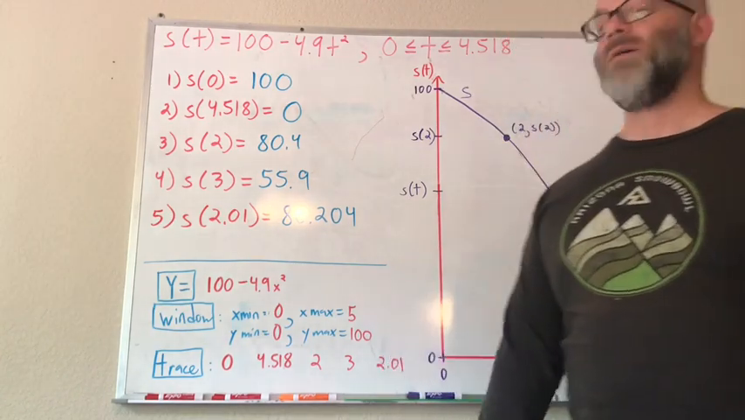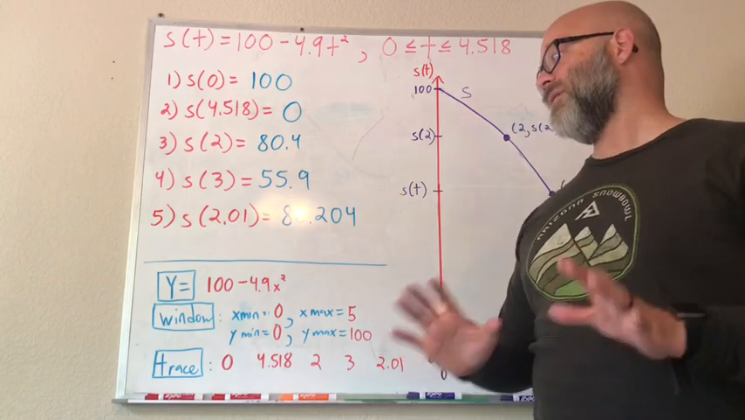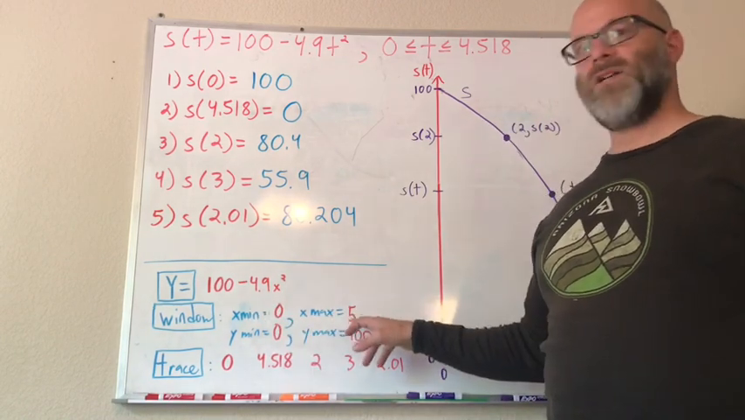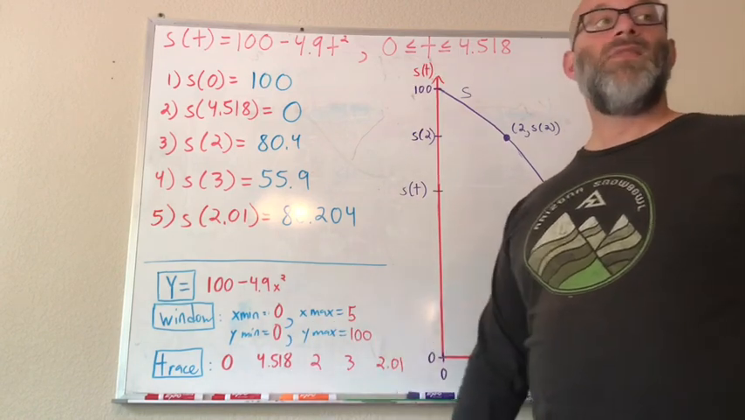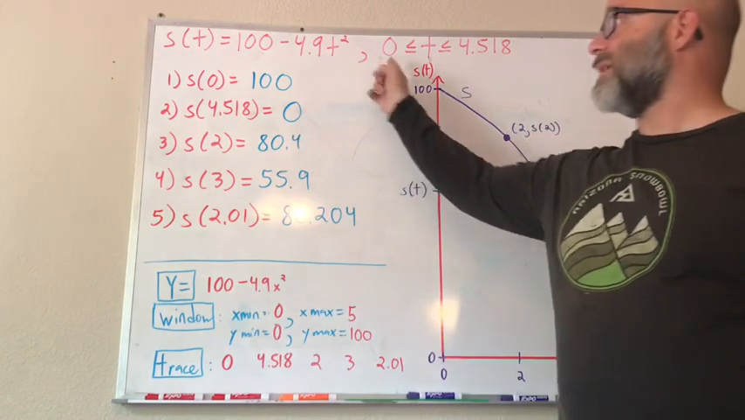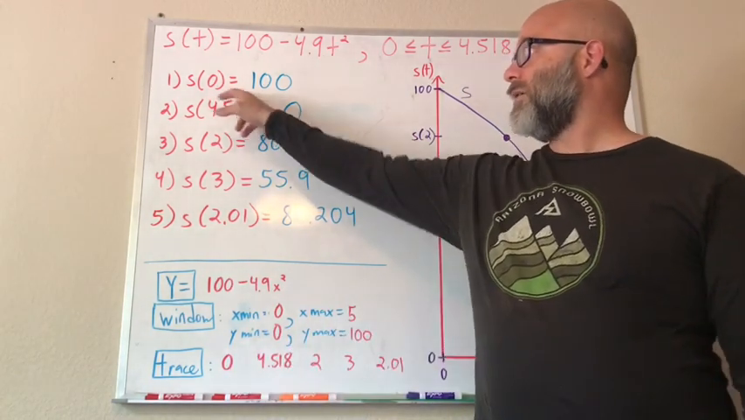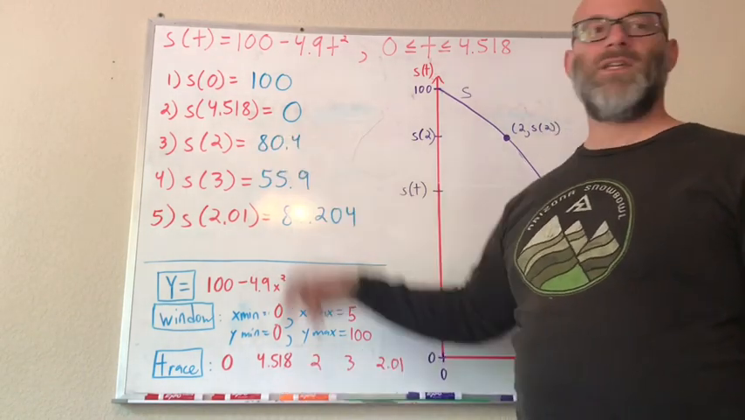So this is what I'm going to do. I'm going to hit my Window screen. You should be doing this on your graphing calculator, by the way, right now with me. X-min should be 0, X-max should be 5, Y-min 0, Y-max 100. And then to get these values, you shouldn't be typing this in every time. You should be using the trace function. Just hit 0, enter, and it'll come out with 100. Or 4.15, it'll come out with 0, and so on and so on.